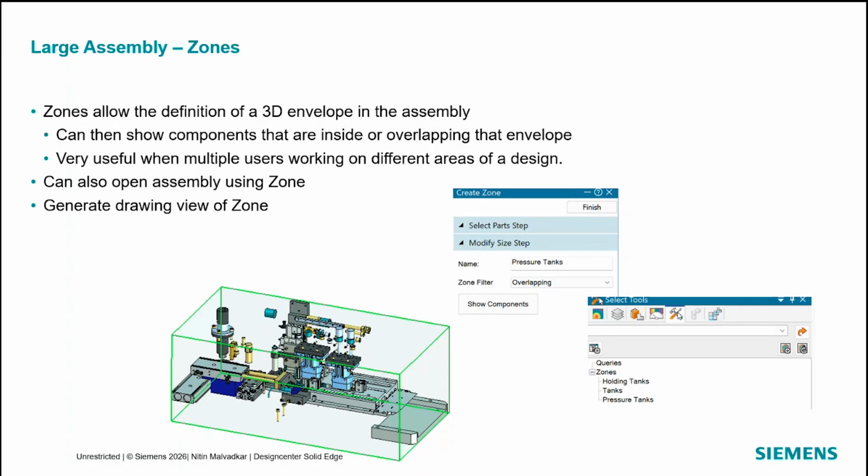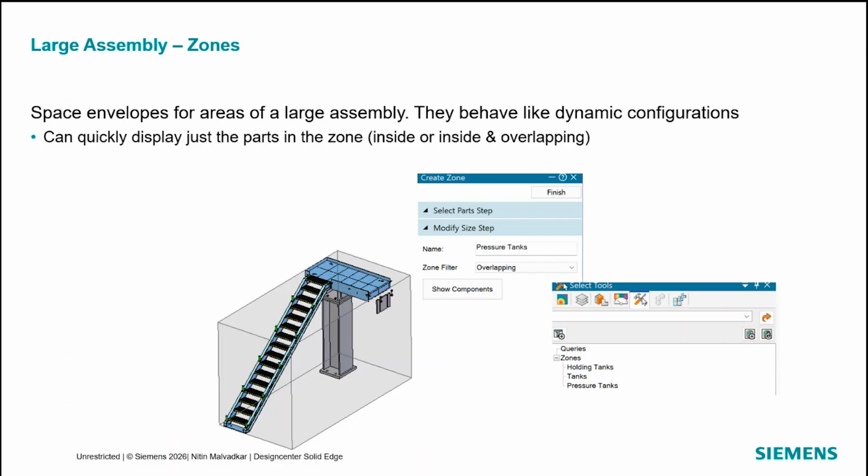Now, overall, you'll find that the zones actually help a lot in improving your performance as well as collaboration, and help you in focusing when you're working with large assemblies. Now, one advantage of zones is that these zones behave like dynamic display configurations. What that means is you can easily modify the zones to add or remove components from it. All right. Another feature of zones is that while creating the zone, we can quickly show only the parts that are inside a zone, or the parts that are inside and overlapping the zone boundary. So let's have a look at an example of these zones.